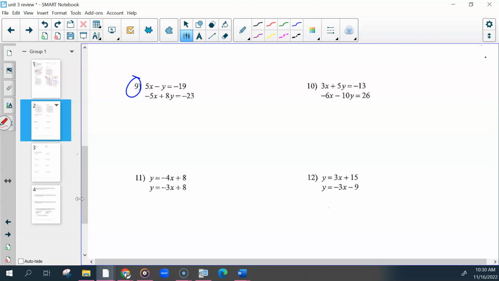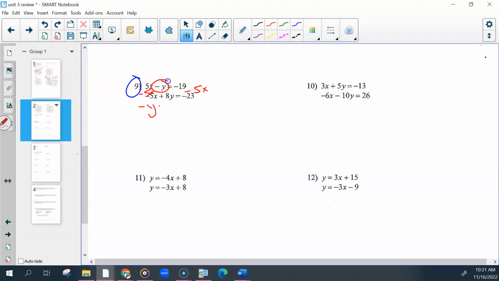With number 9, you are in the substitution section, so we have to solve by substitution, not elimination, not graphing. Look for a variable that's by itself, or almost by itself. Maybe it has a negative instead of a positive. If it's not solved already, you have to solve it. So we would subtract 5x to the other side.